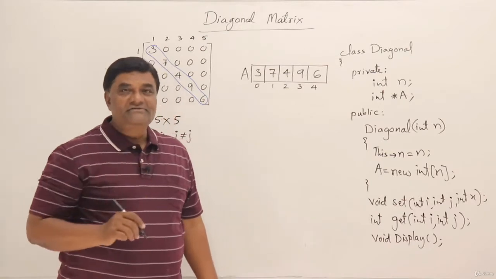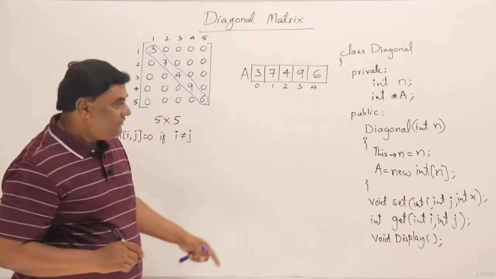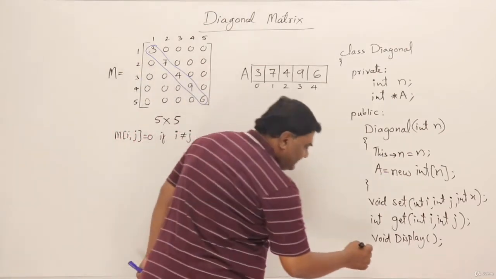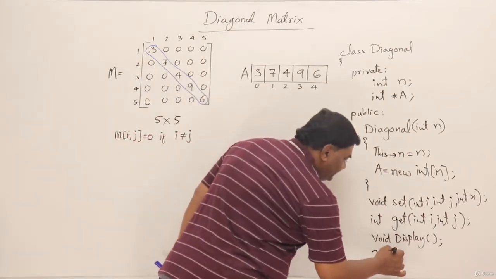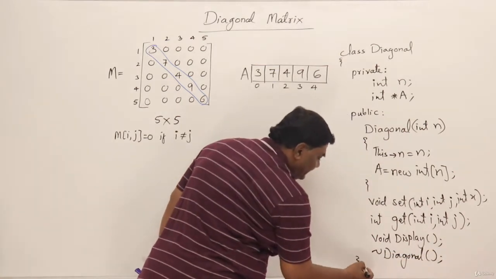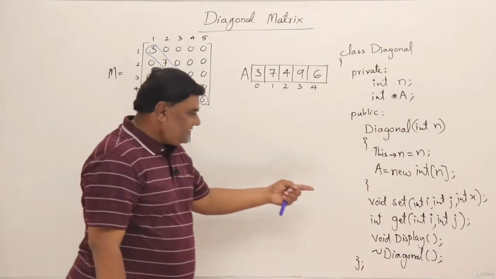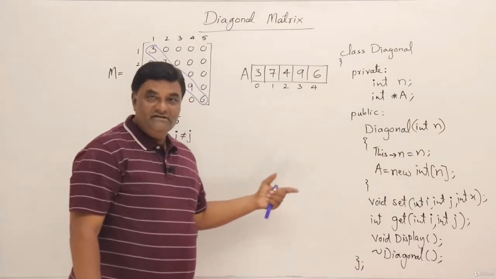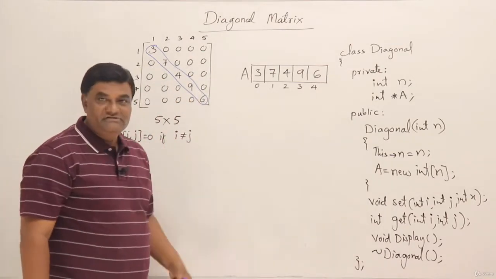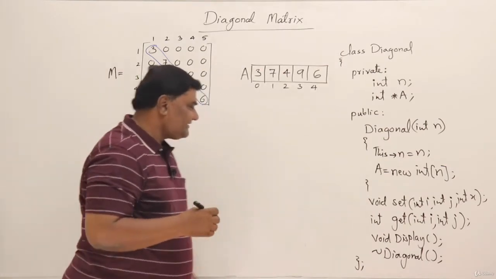Now the last thing is we should have a destructor for destroying this dynamically created array. So here I should also have a destructor diagonal. That's all, end of the class. Next, I will implement these functions outside the class using scope resolution. So here I will write those functions. First function is set.